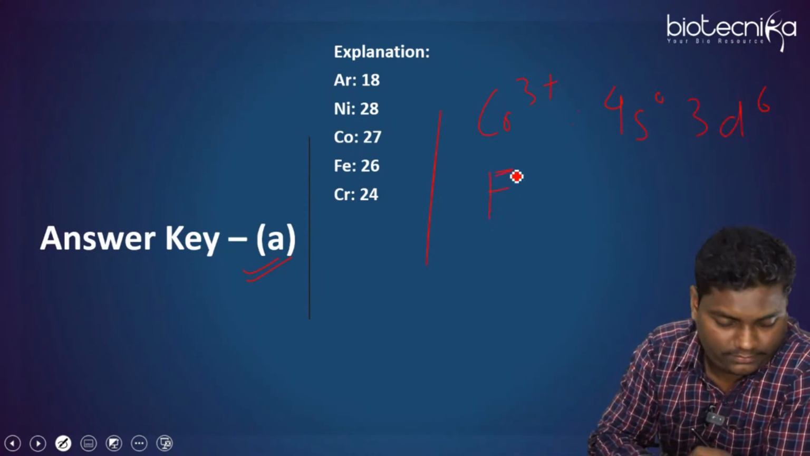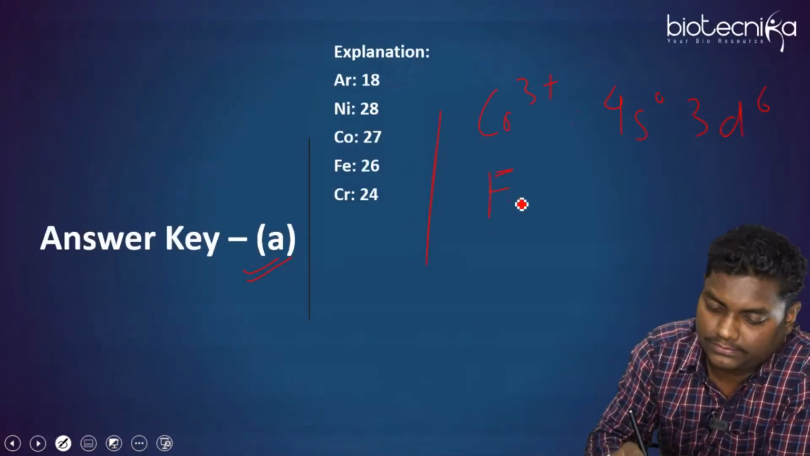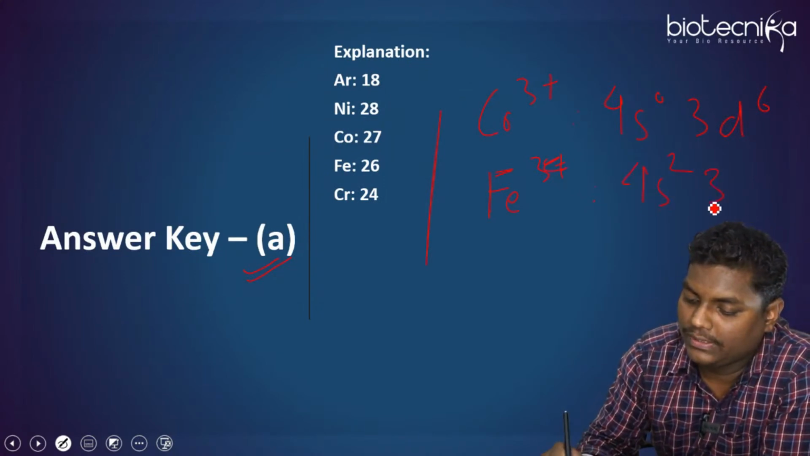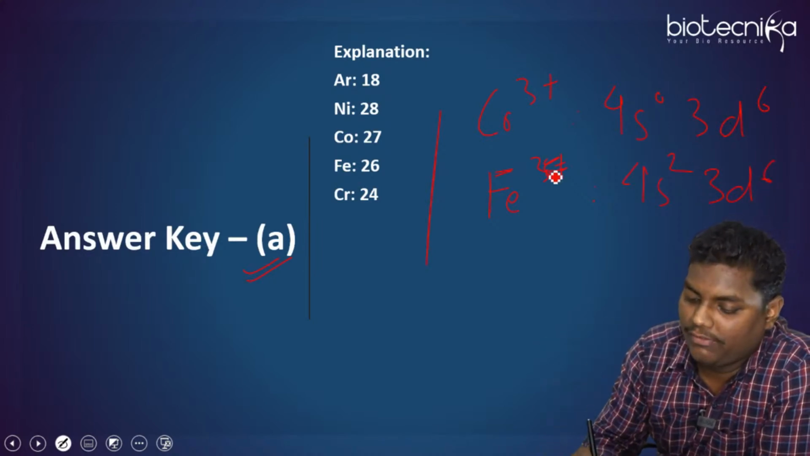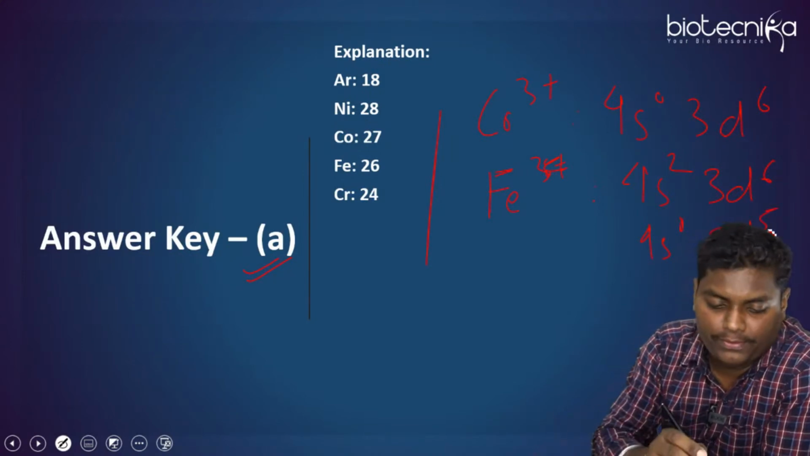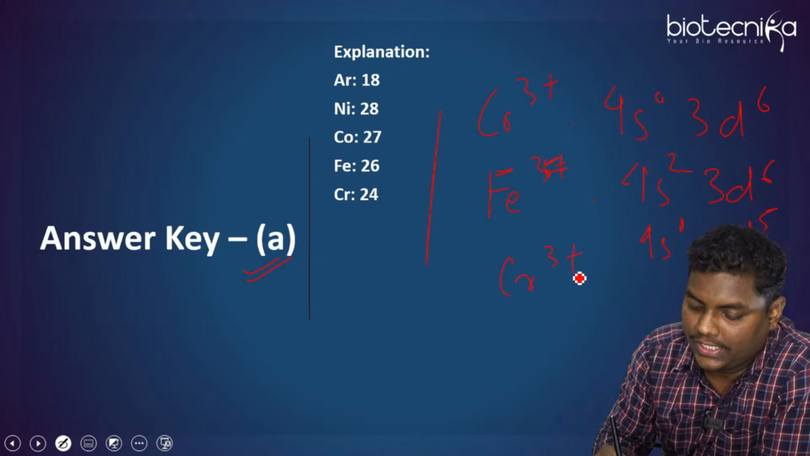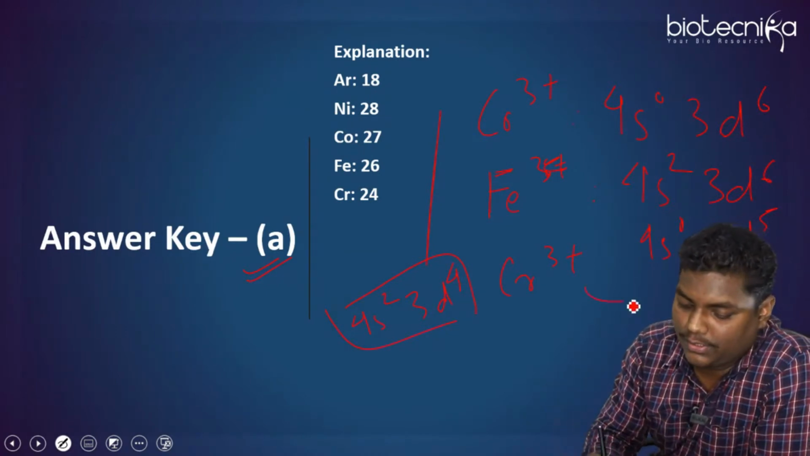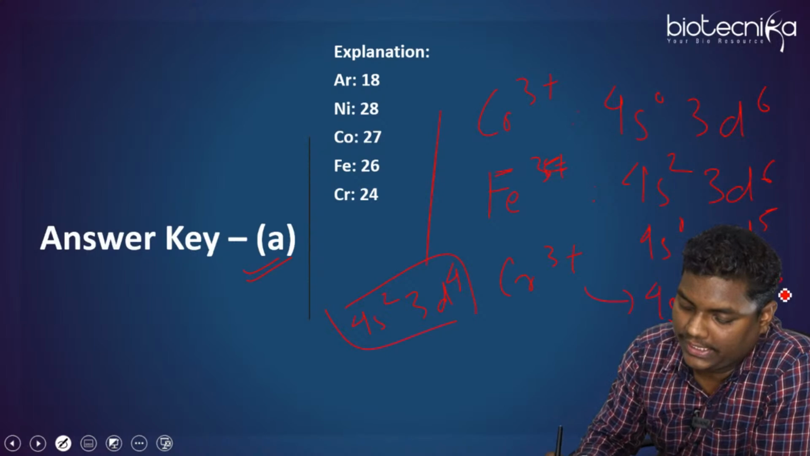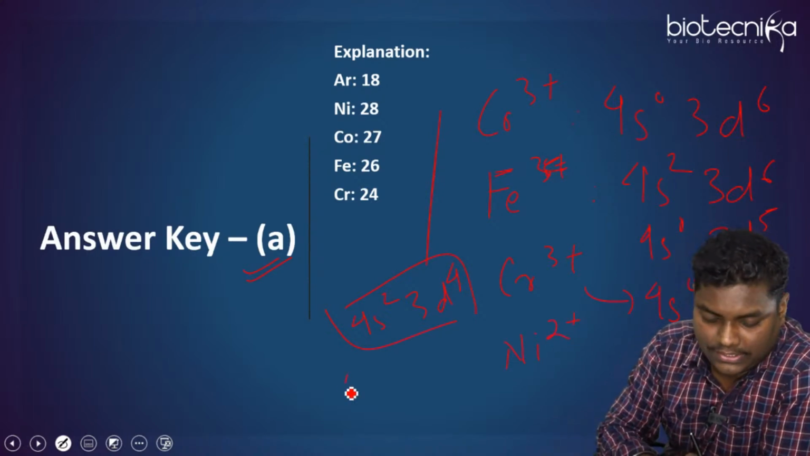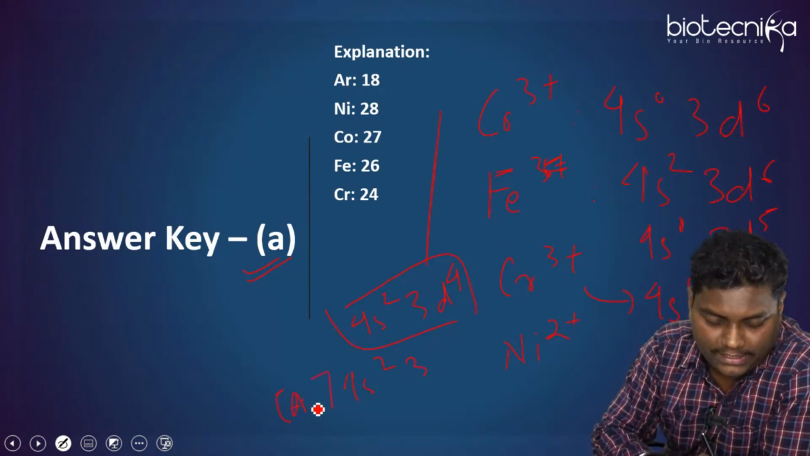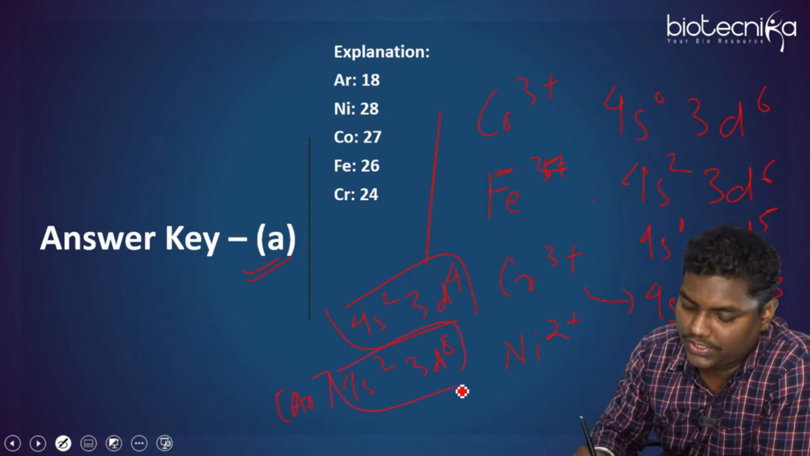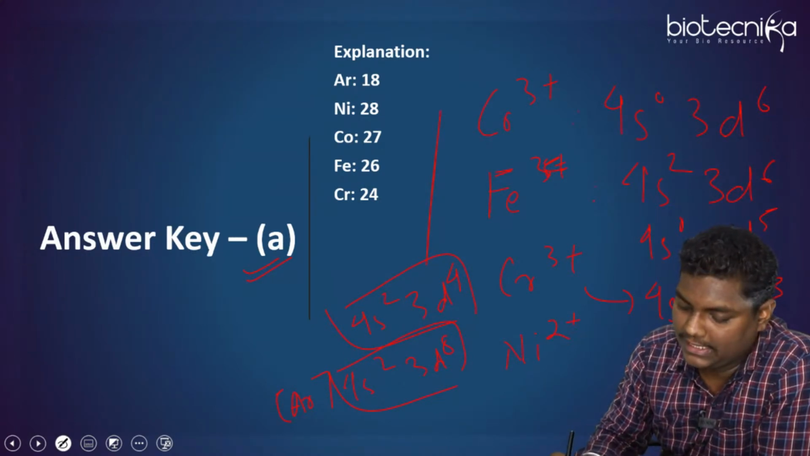For iron 3 plus, the normal configuration for iron is 4s2 3d6. So when 3 electrons are lost, it will be 4s0 3d5. Similarly for chromium 3 plus, generally chromium is 4s2 3d4, right? So since 3 electrons are lost, it is 4s0 3d3. And for nickel 2 plus, the general configuration is, excluding argon, 4s2 3d8. So 2 electrons will be lost here, and we have 4s0 3d8.